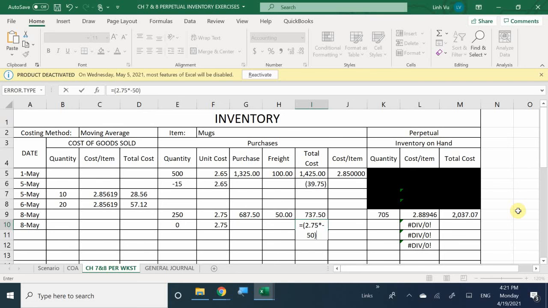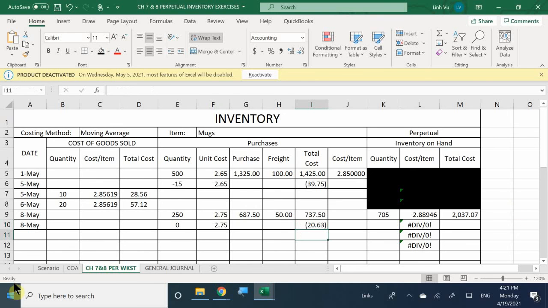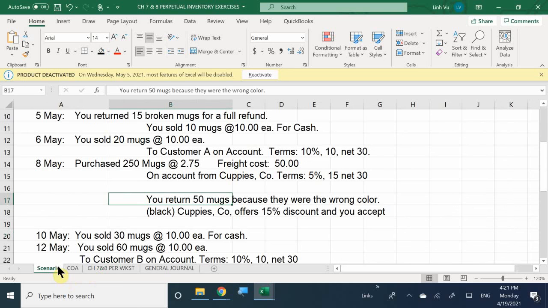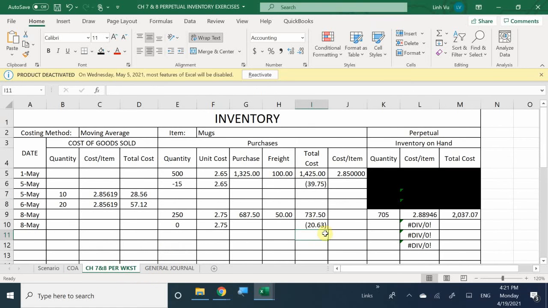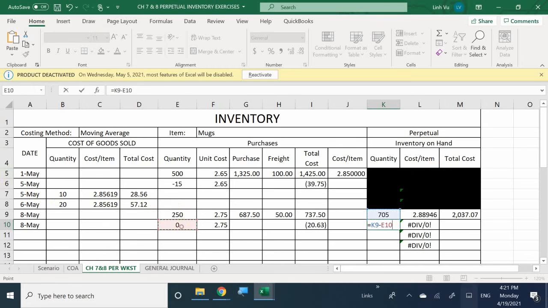Oops, yep, there you go. Times 15% gives you 20.63. Yeah, 15%. So I should get a total of $20.63 back. And I didn't make a return, so I should still have my 705. I'm just doing that so you know I'm not updating my quantity. It should still reflect as 705.